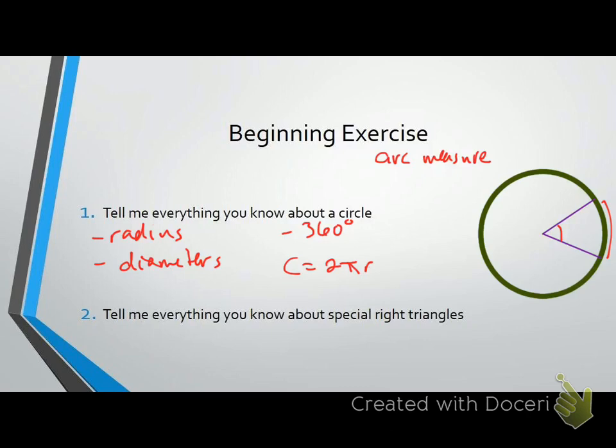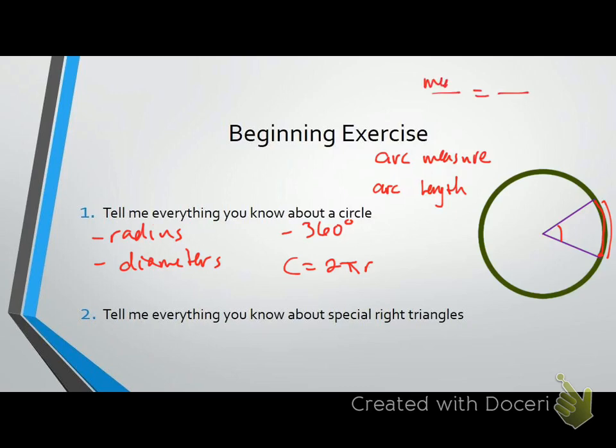But then I remind them that we also talked about the length of the arc. So arcs have a measure and a length, and they're different. The length of the arc is how far you have to walk on the circle to get from one side of the angle to the other. That's not a degree measure. It's an actual length, right? And so we went through this reminder of how do we get that?